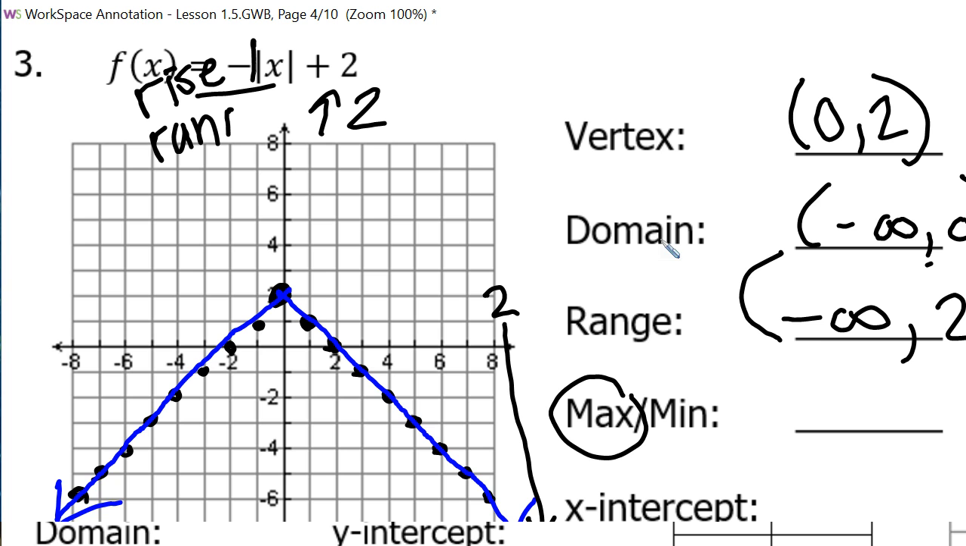The x-intercept. Where does that V touch the x-axis? Negative 2 and positive 2. So I'm going to write that as x equals plus or minus 2. So x is equal to positive 2, x is equal to negative 2. And the y-intercept, where does that V touch the y-axis? At 2, so it's y equals 2. Any questions on the front?